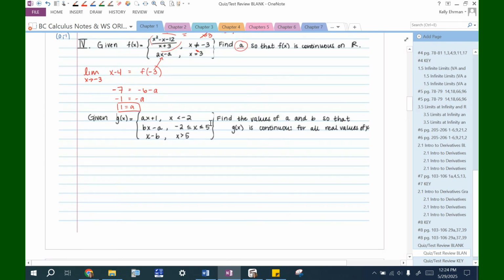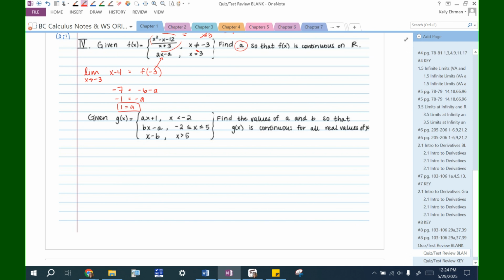All right, so same idea for this one. Given g of x has 3 parts to it, there's nothing to simplify in here. Find the values of a and b so that g of x is continuous for all real values of x. So there are 2 breaks in this graph. They happen at negative 2 and 5. So we need to make sure that the graph is continuous there.